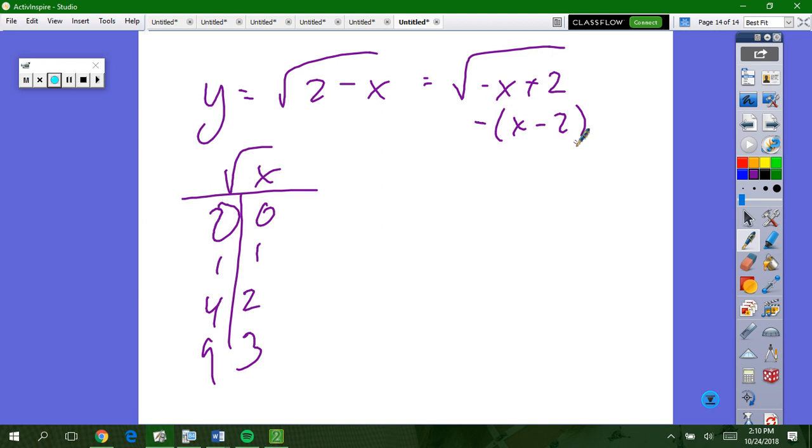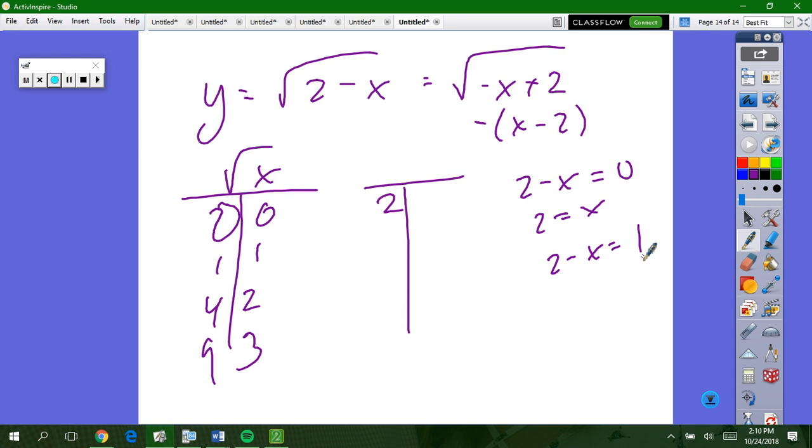How did I find the way I shifted? I set the inside equal to 0, right? That's really what I did. I'm just going to add x over. 2 equals x. So that shift moved me over by 2. Now I'm going to see when it equals 1. I'm going to subtract the 2, divide by negative 1.